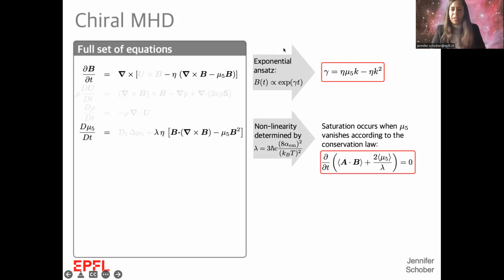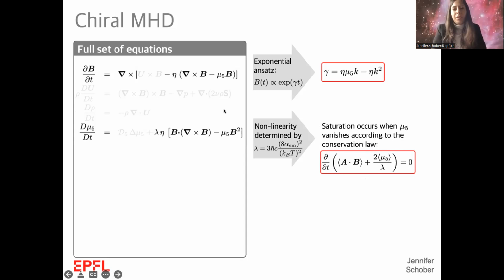So it has also been realized what stops this instability, and well, basically we can look at the conservation law in chiral MHD, which tells us that this quantity is conserved. So if we have a mu5 in the system, we can exchange all of that for magnetic helicity, and then the dynamics comes to an end. So that was rather clear for a long time.